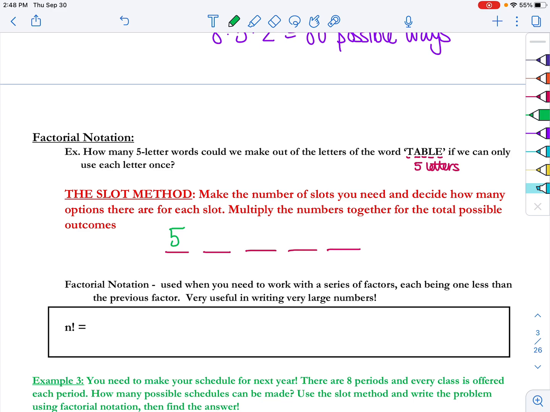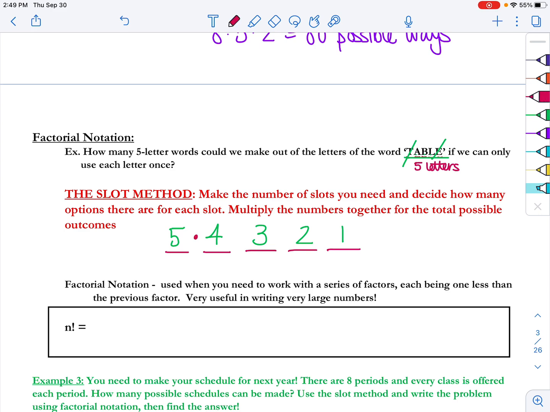But once we choose one of these letters, let's say we put a T in the first spot, how many options do we have for the second spot? Well, now there's only 4 letters to choose from. Let's say we put an E there. Once we place 2 letters in the first 2 spots, now we're only left with 3 letters for the next slot, and then you guessed it, 2, and then 1 letter for that last slot.